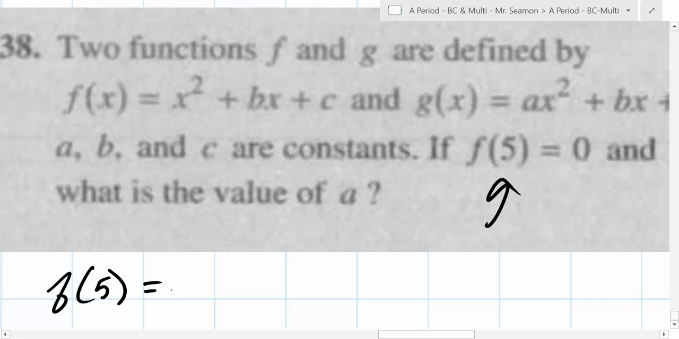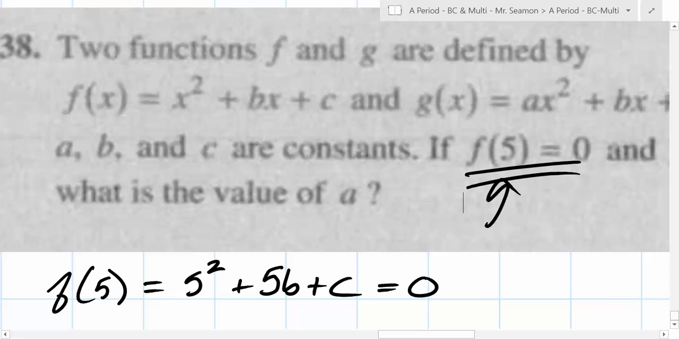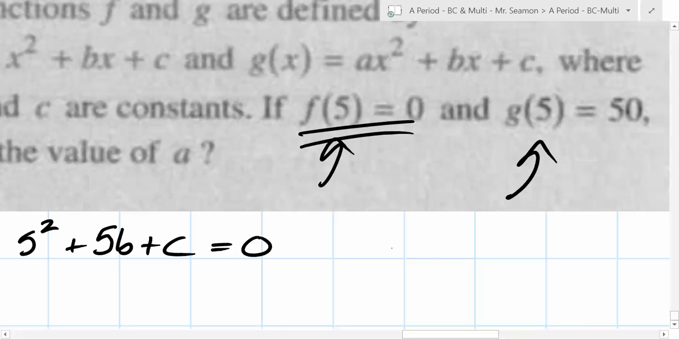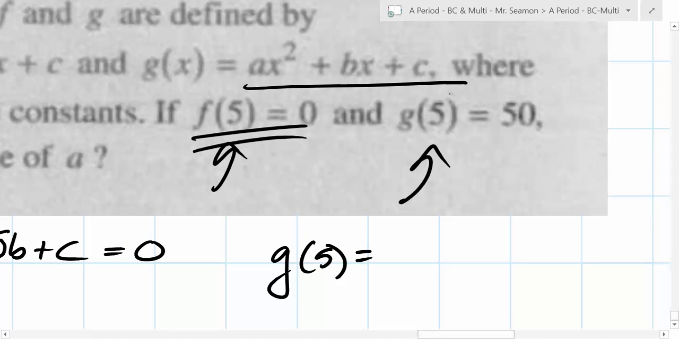What is f of 5 going to be? Well, yes, but it's going to be 5 squared plus what? 5b plus c. But you know that equals what? 0, because it tells you it's 0 right there. Now what about g? What's g of 5 going to be? True, but you plug it in here. What's it going to be?